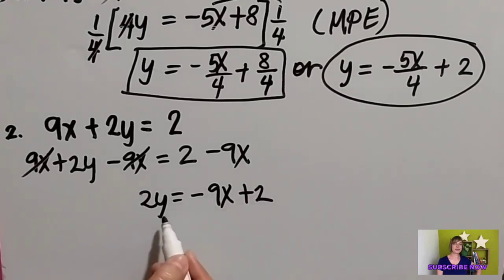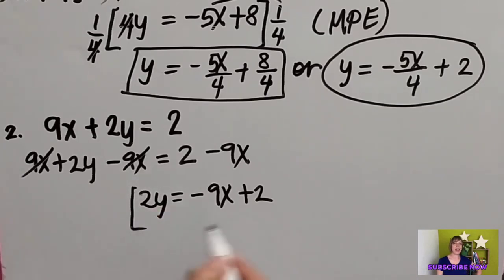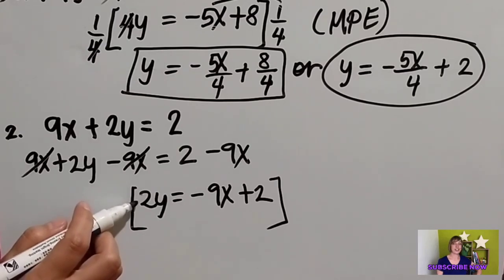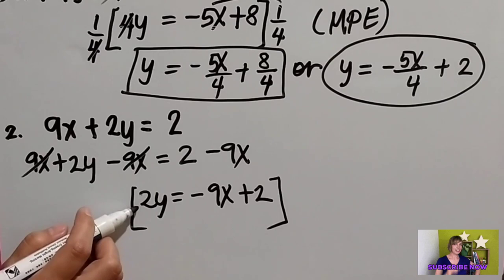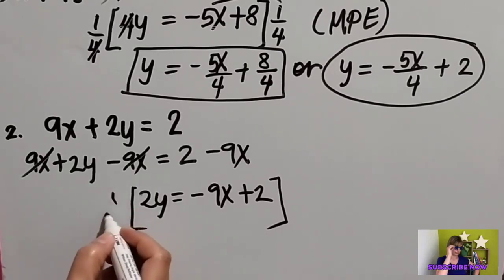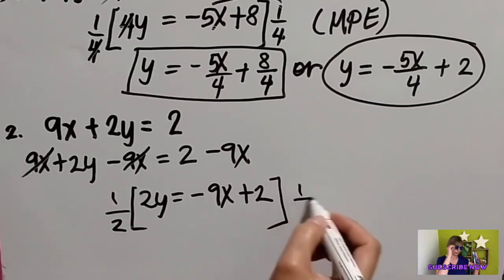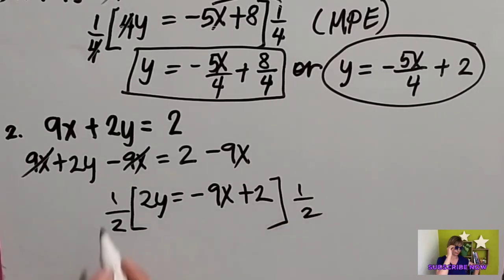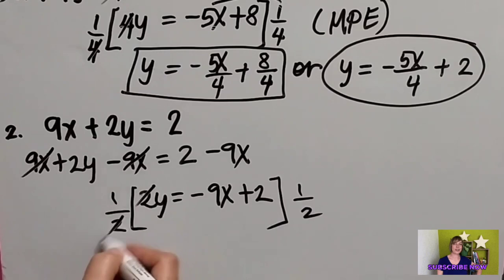And again, para matira lang yung y o yung 2y maging 1y, we will multiply both sides of the equation by the reciprocal of the numerical coefficient of y. The numerical coefficient of y is 2. So, the reciprocal of that is 1 half. So, if we will multiply it by 1 half, 1 half times 2y will give us y.